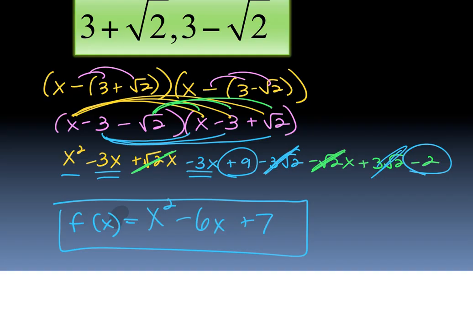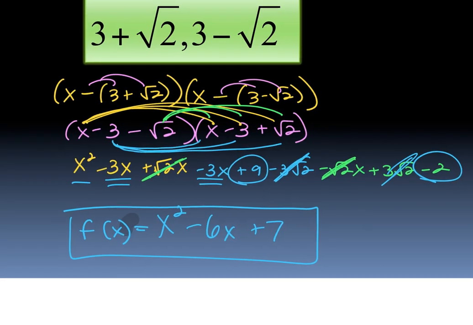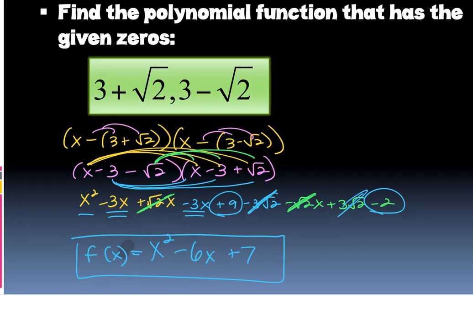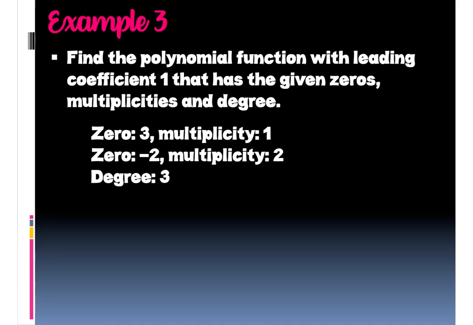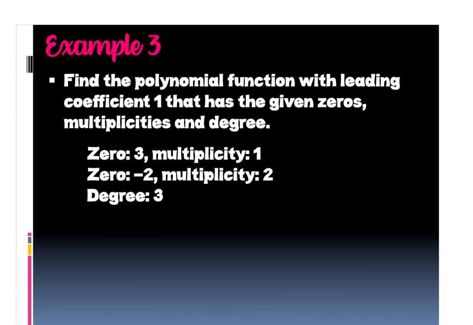Still good? Last one kind of puts the last 2 days together. It says find the polynomial function with the leading coefficient 1. That means once I multiply this all the way out, the very first x should have 1, right? Or not have a number there. That has the given zeros, multiplicities, and degree.